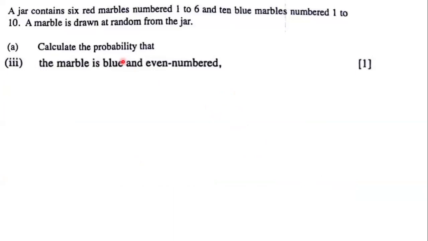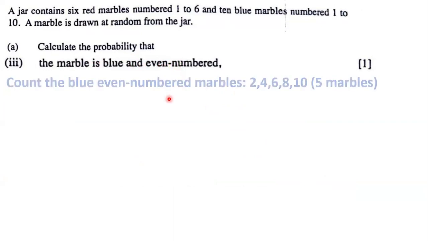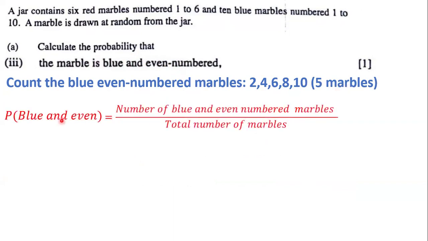Next, we need to figure out the probability that the marble is blue and even numbered. And so we count the blue even numbered marbles. That's 2, 4, 6, 8, and 10. So there are 5 marbles that are blue and even numbered. And so the probability of blue and even is going to be the number of blue and even numbered marbles divided by the total number of marbles. Since there are 5 blue marbles that are even numbered, it's going to be 5 on the top and 16 because that's the total number of marbles. And so the probability that the marble is blue and even numbered is 5 over 16.